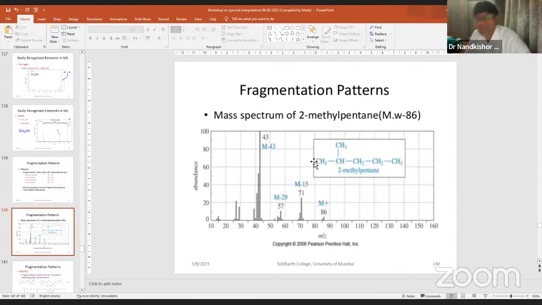So if you see this example over here, 2-methyl pentane, where the molecular weight is 86, this is M plus. So this M plus is lying over here. Now this M plus will lose 15 units. So 86 minus 15, that is 71. That is M minus 15. Now again 29 units have been lost from this molecular ion peak. So M minus 29 is 57. Then again M minus 43 is 43. So 43 is the isopropyl group. So this way you can easily work out the fragments directly from the molecular ion peak.